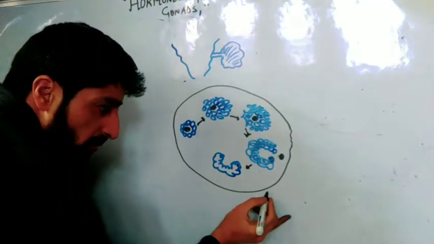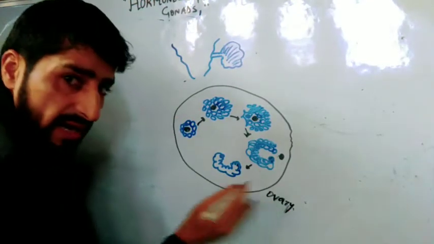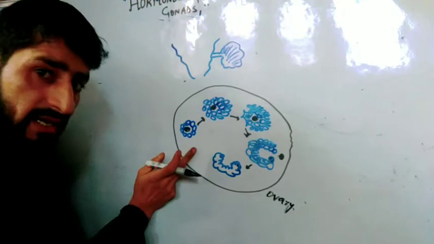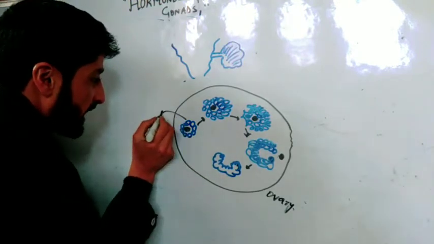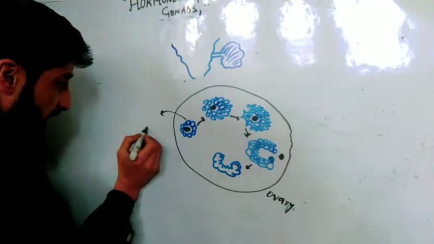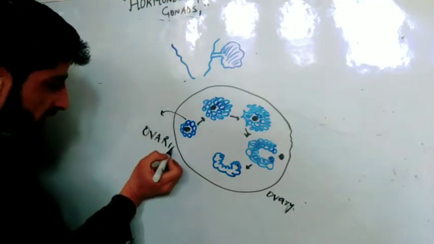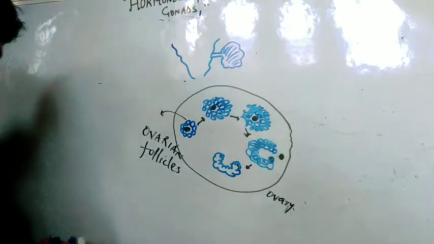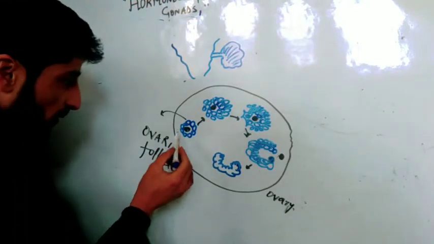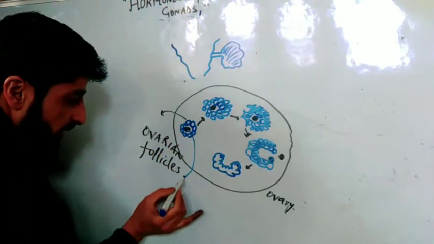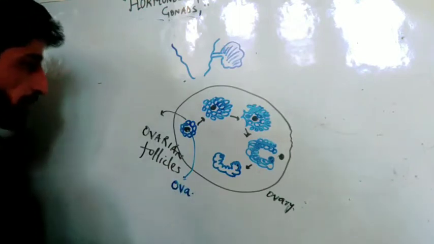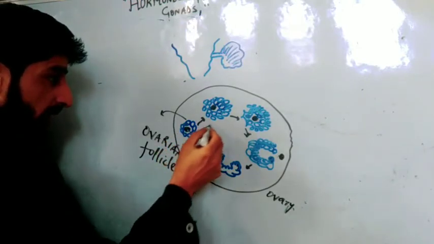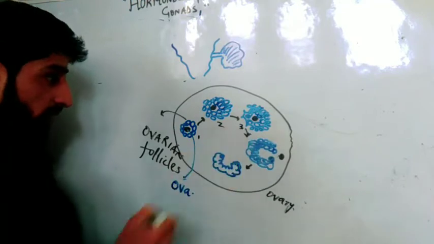Actually, the human ovary or mammalian ovary, mammals are those animals that have body hairs and mammary glands. This is the human ovary. This human ovary contains special structures. Those structures are called ovarian follicles. Inside the ovarian follicles, there is present egg or ova. This is one ovarian follicle, this is second ovarian follicle, third ovarian follicle.